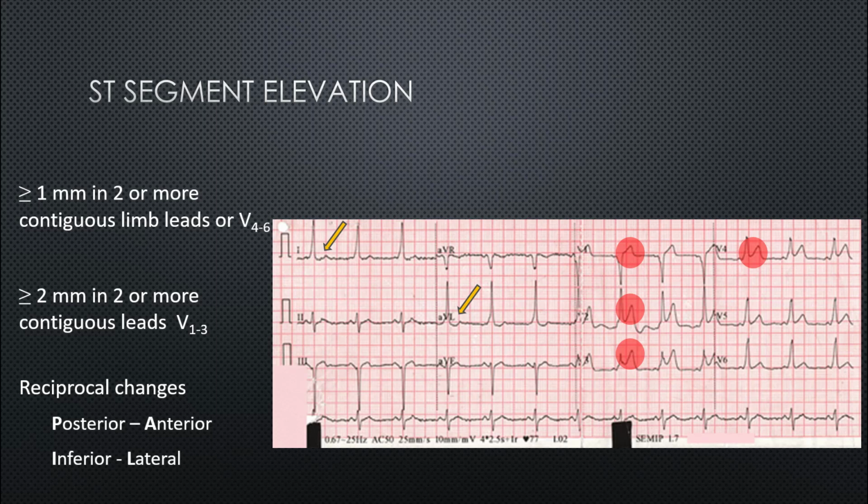Researchers have shown that the following rules are diagnostic of an acute myocardial infarction, and troponin testing is not required before activating the revascularization pathway. So, if there is 1 or more millimeters in 2 or more contiguous limb leads, or between V4 and V6, then it's a STEMI. And if it exceeds 2 millimeters in 2 or more contiguous leads between V1 and V3, it is also a STEMI.